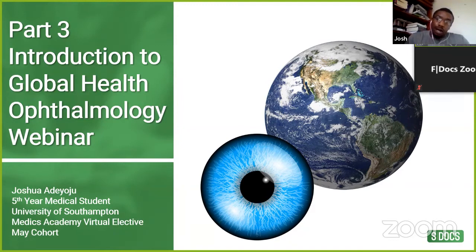In part 1, I introduced the whole concept of global health ophthalmology, why it's so important, what some of the causes are, and information such as that. In part 2, I covered 3 avoidable causes, in particular, all preventable causes of global blindness and visual impairment. So there's some really interesting stuff there, hopefully.